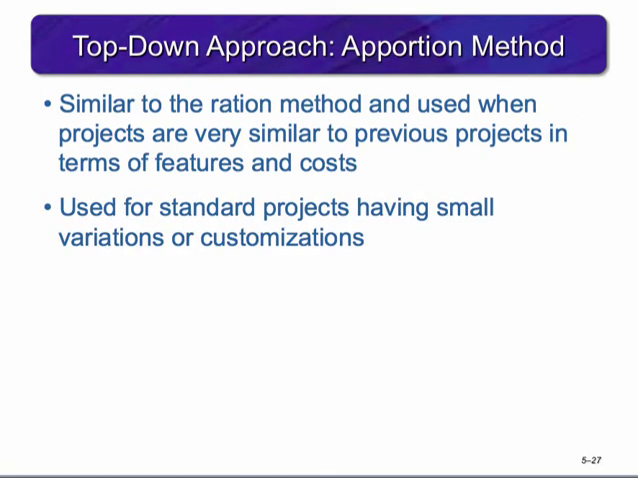The apportion method is an extension to the ratio method. It should be used when projects closely follow past projects in features and costs. With good historical data, estimates can be made quickly with little effort and reasonable accuracy. This method is very common in projects that are relatively standard but have some small variation or customization.